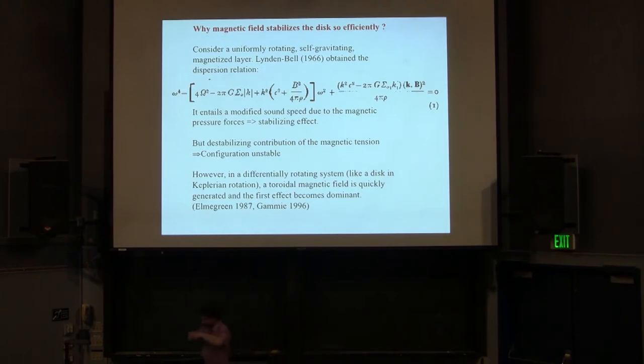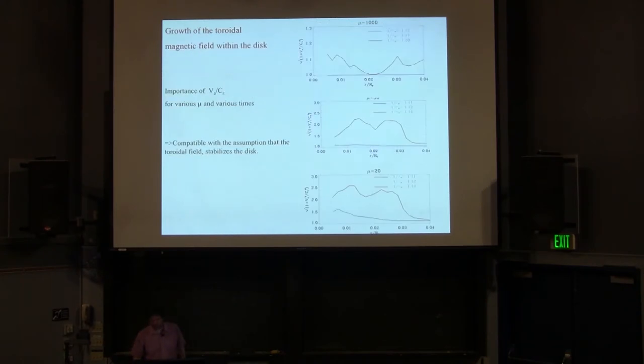It may also actually make the disk thicker, which tends to also decrease the density, and we have been actually measuring the growth of the toroidal field in this low magnetized simulation.